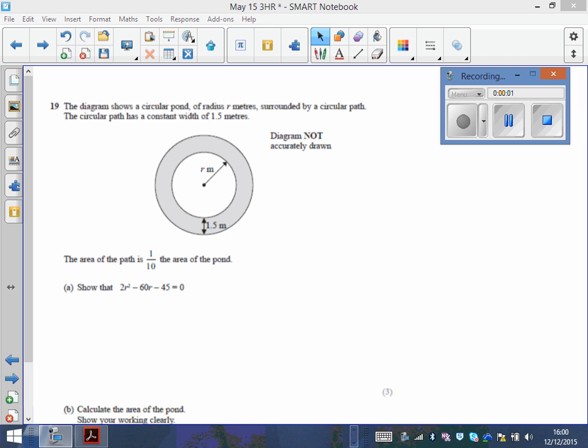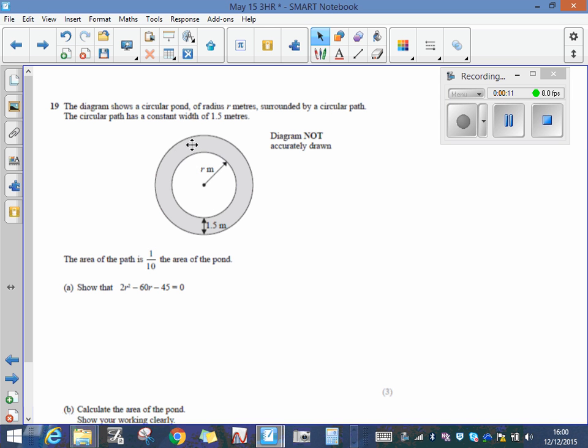We need to read this question very carefully and decide what's what here. First of all, the diagram says that we have a circular pond. So this bit in the middle here is the pond, surrounded by a circular path. The grey part here is the path, and the width of the path is a constant 1.5 meters. And it tells us that the area of the path is 1/10 the area of the pond.